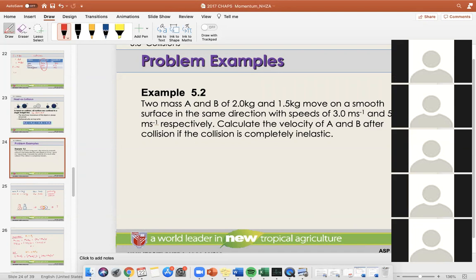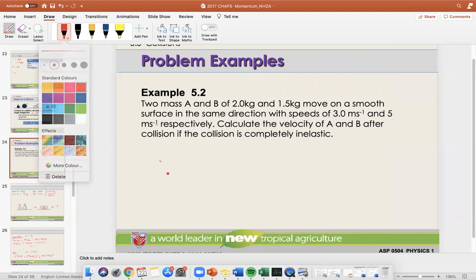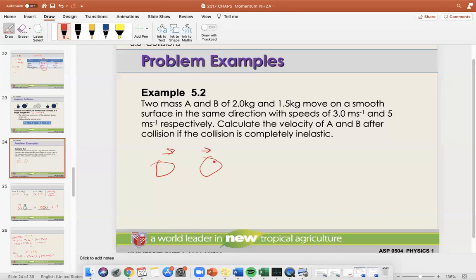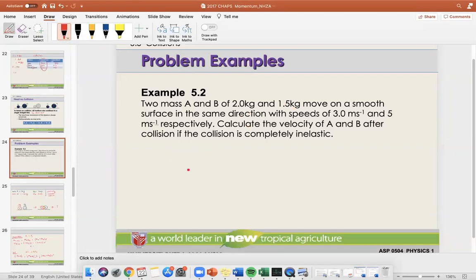Okay. So let's take a look at this question. Two masses A and B of 2 kilogram and 1.5 kilogram move on a smooth surface in the same direction. Okay, just a rough sketch. So they move in the same direction. Speeds 3 and 5. So UA is 3, UB is 5. They move in the same direction. You can put it to the right or to the left.